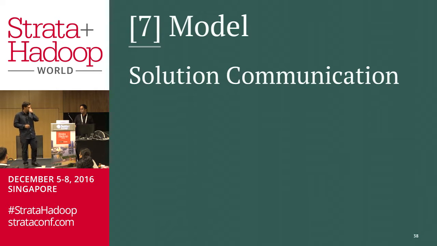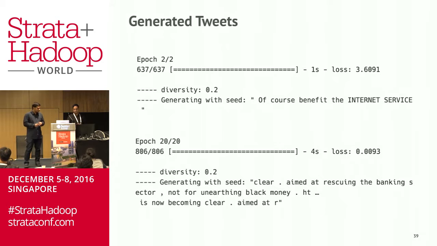So what was the answer that we got using this? We really ran it for very few epochs, but if you see the tweet, and we should probably have put it in a tweet box, it said, "Of course, benefits the internet service." One of the criticisms in India is really that the cashless move of demonetization has really benefited all the cash wallet people. So this tweet doesn't occur in the original tweets, though there are parts of this in there.